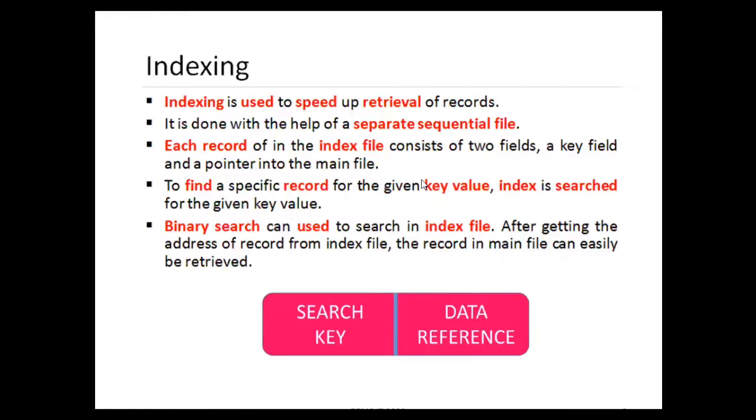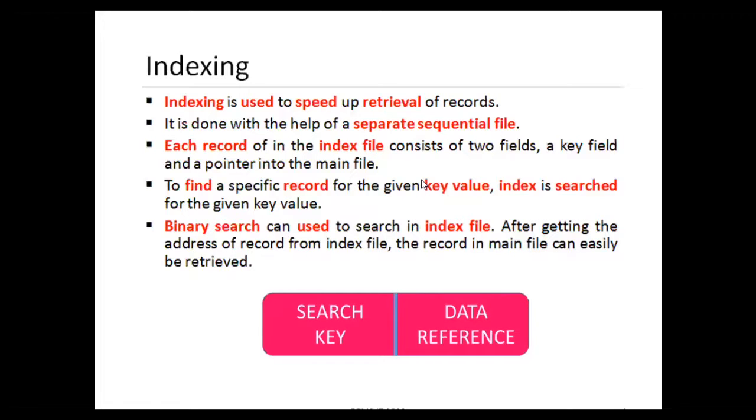So basically, in this slide, we have understood what we mean by indexing and what the index file actually contains. It contains two fields: one is the key field, and another is the pointer to the main file, and how to access the record from the index file. If the index file or the main file is sorted, then we can use the binary search method, and that will increase the efficiency of the database.